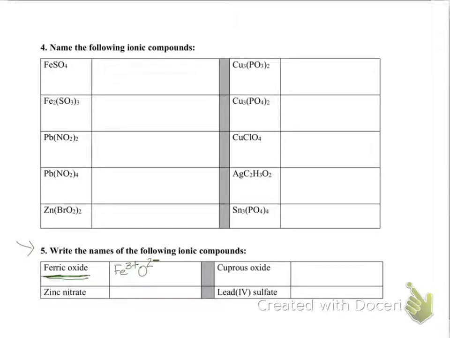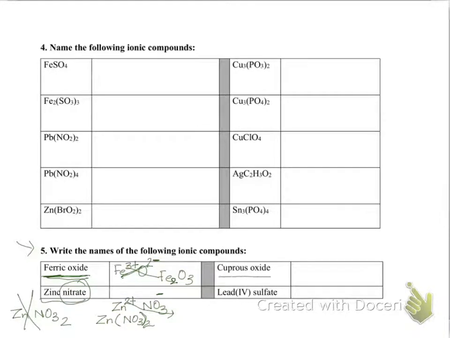Can I cancel 3 plus with 2 negative? No, because the charges have to be the same. So the best way is to swap the numbers and write down Fe, 2 will come here, O3. Zinc nitrate. Zinc is Zn with 2 plus charge. Nitrate is a polyatomic ion, NO3 with 1 negative charge. You are swapping the numbers, 2 goes here, but make sure if you have a polyatomic ion and you want to put a subscript after that, you have to put the polyatomic ion in parentheses. If you write it without parentheses, that is wrong.